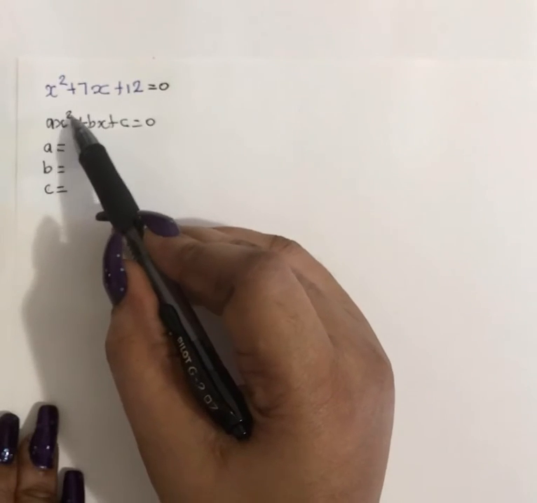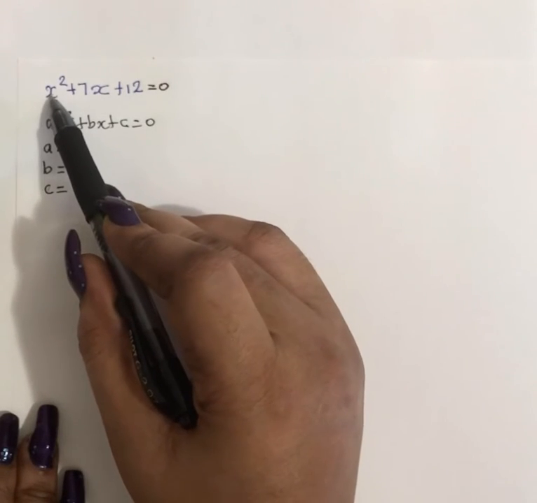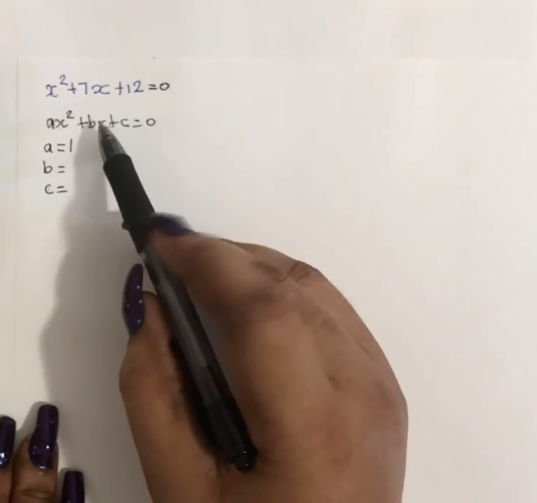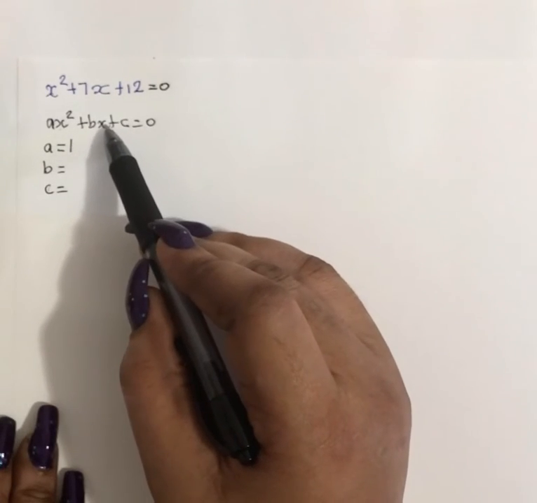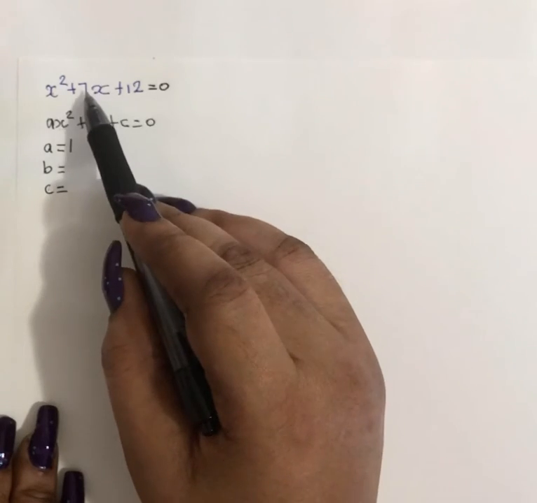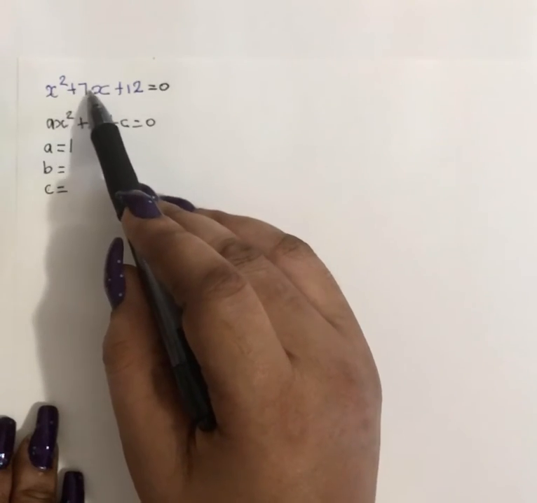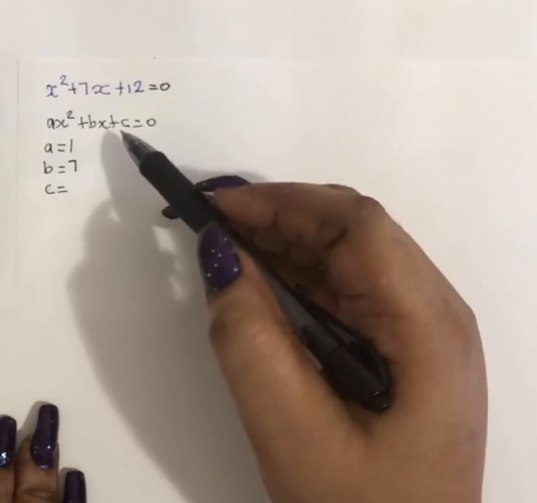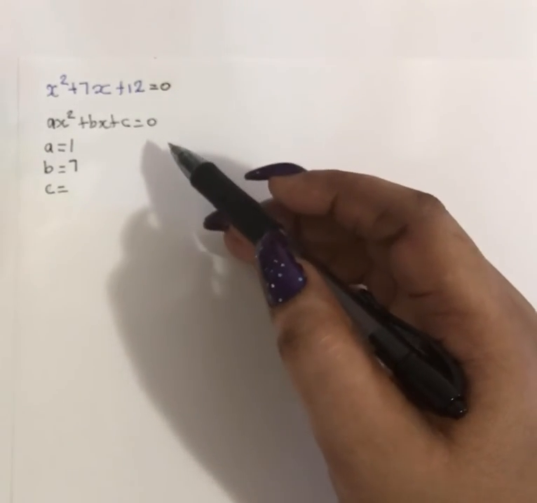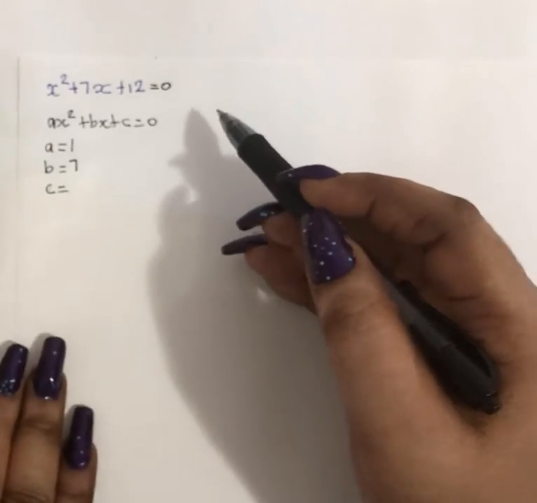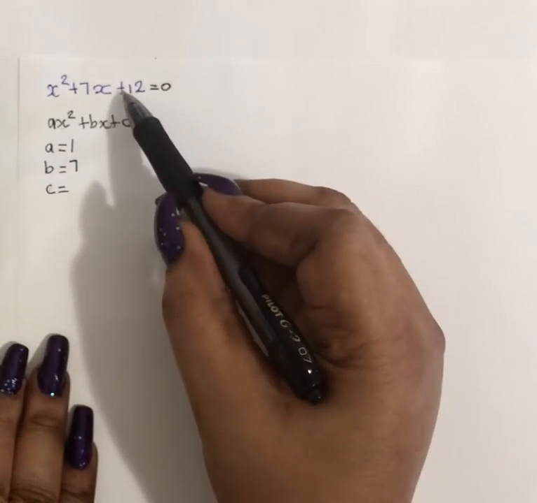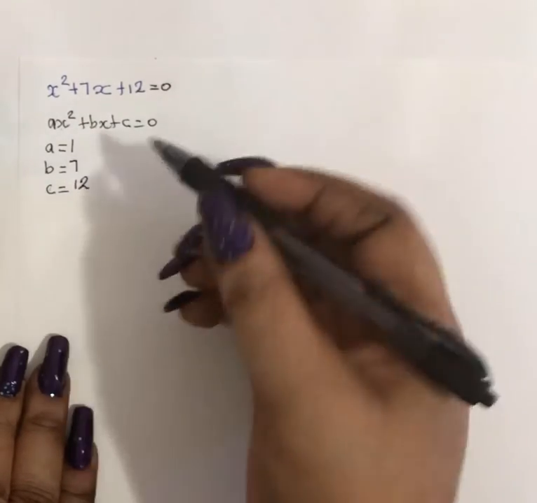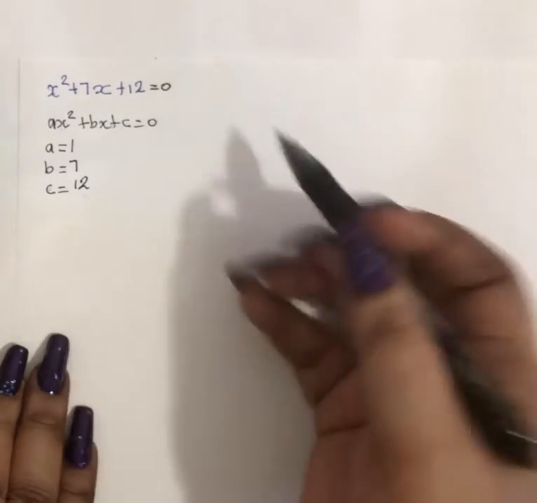A is the coefficient of the x squared term. In this case, the coefficient of x squared is 1. With reference to b, that's the coefficient of my x term. In this case, it is positive 7. So I'm just going to put 7. And c is the constant term, or the number that doesn't have a letter beside it. In this case, it is positive 12. So a is 1, b is 7, and c is 12.